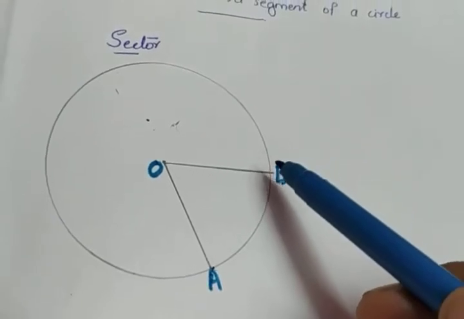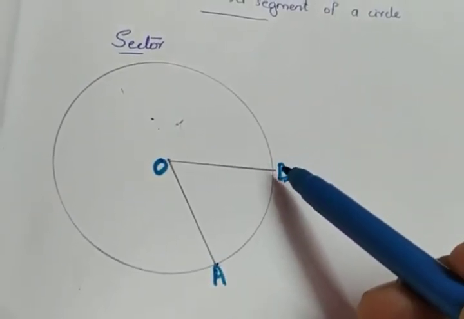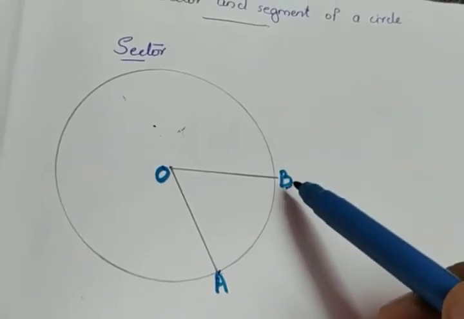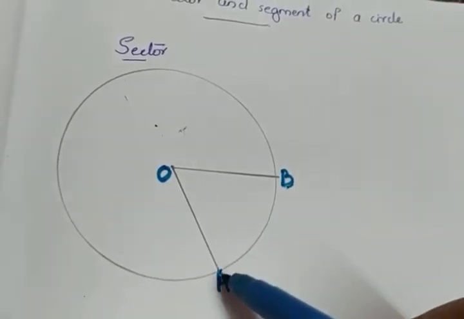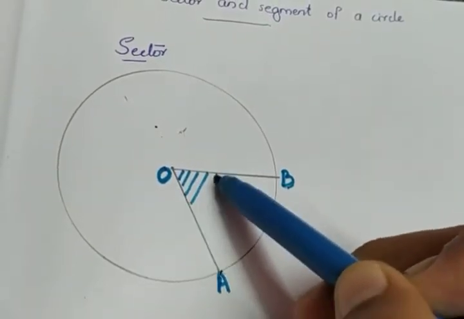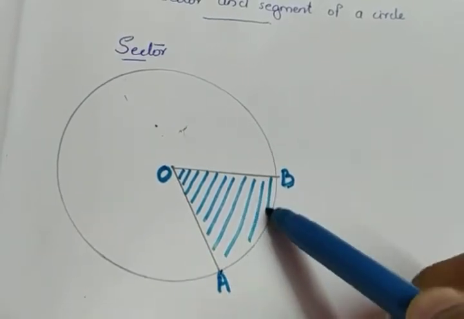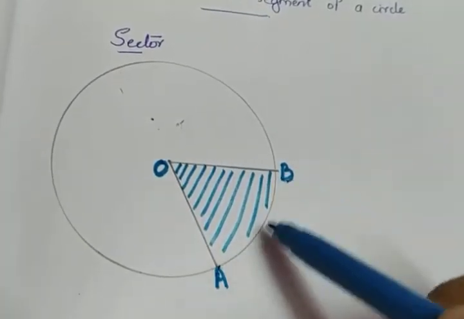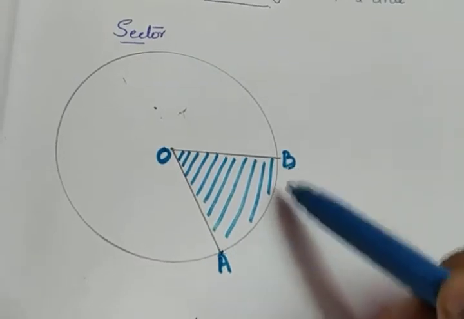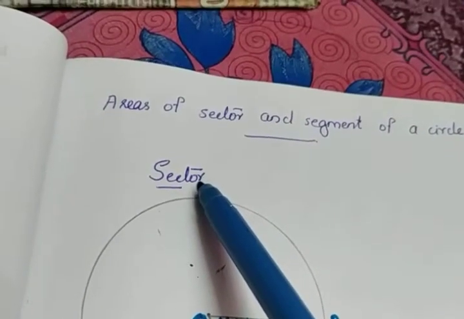So you can see two radii, OA and OB. And what is a sector? That area which is enclosed by two radii and the corresponding arc. Can you say which is the corresponding arc? This is the corresponding arc, isn't it? So this will be the sector. The shaded portion is known by the name sector of the circle. Two radii and an arc. Sector ends with R, so it is in relation with the radius.